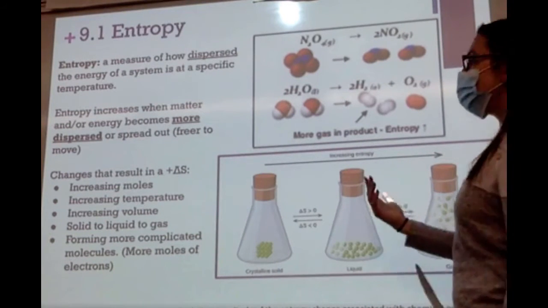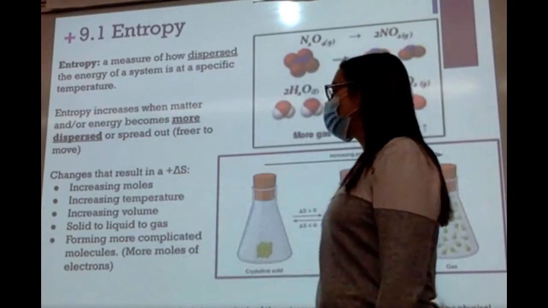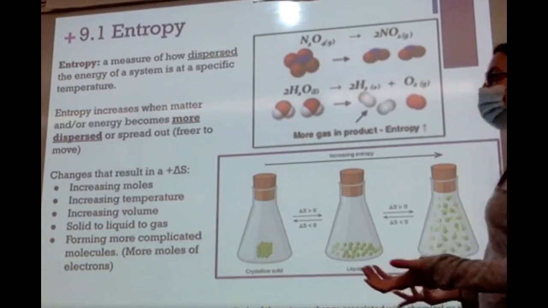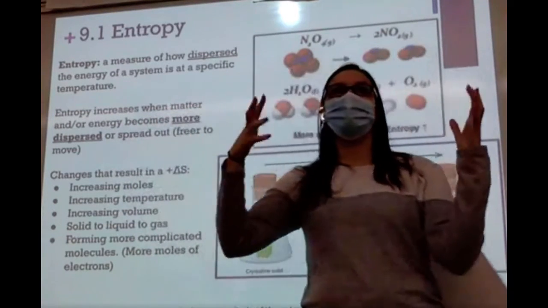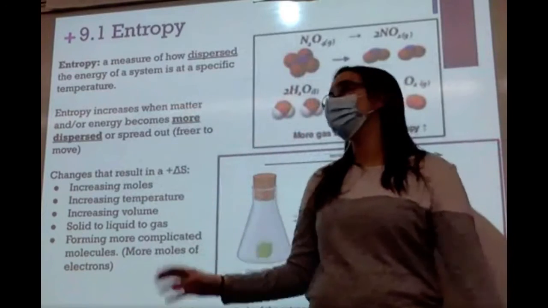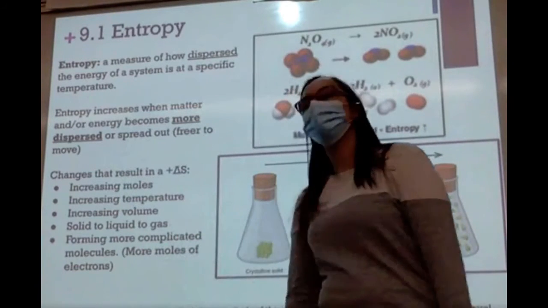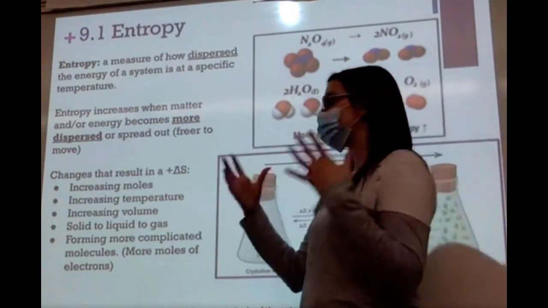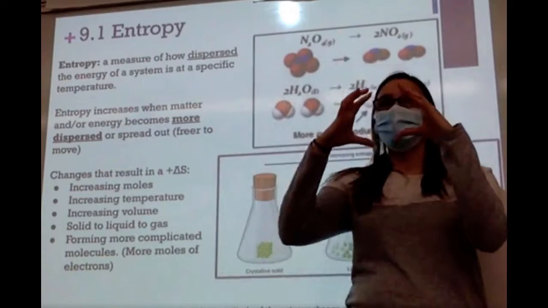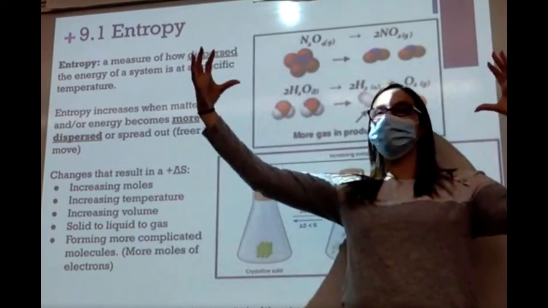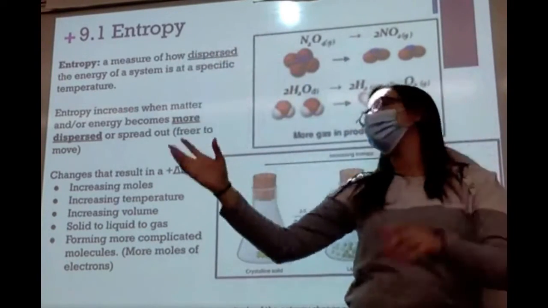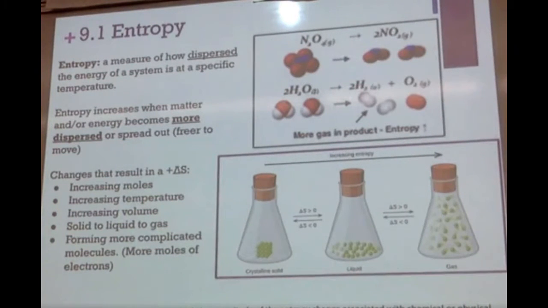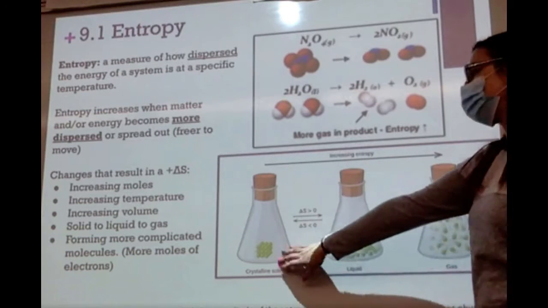If we increase the moles, right, we're increasing the moles within a system, matter is more dispersed. There are more particles dispersed, free to move in the system. Increasing temperature increases entropy. They're moving faster, right? They're more dispersed. Increasing volume. So we have a small container, we increase the size of the volume. There's now more space for them to move. Solid to liquid to gas. So gas has the highest entropy. Solid has the least amount of entropy.